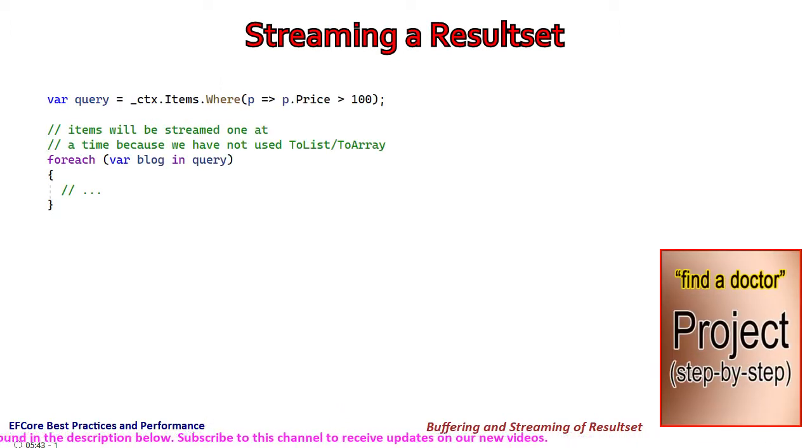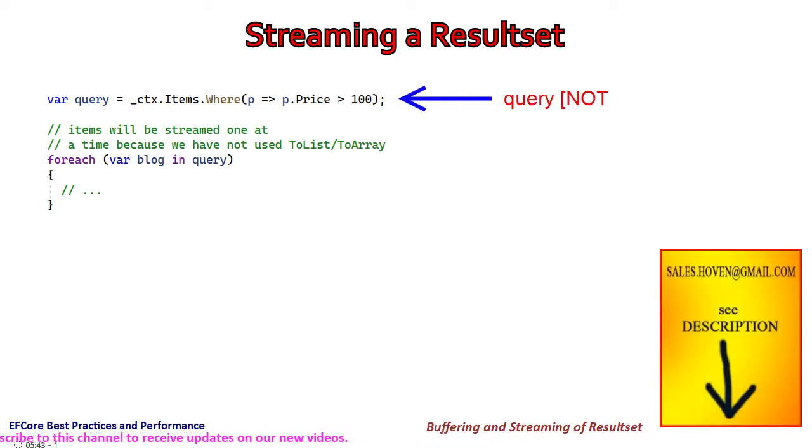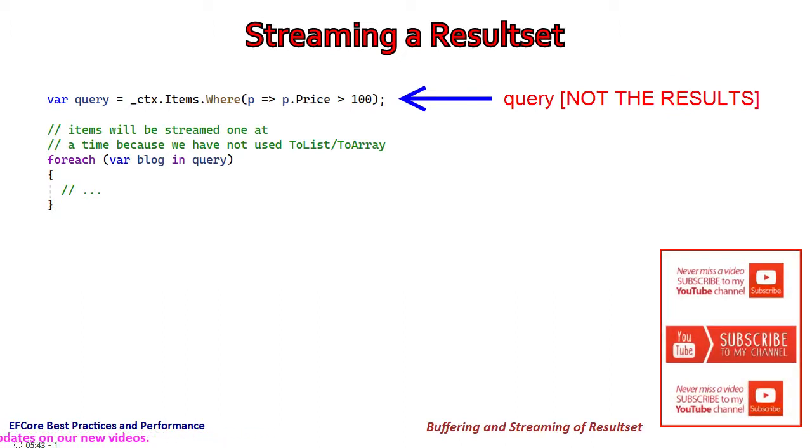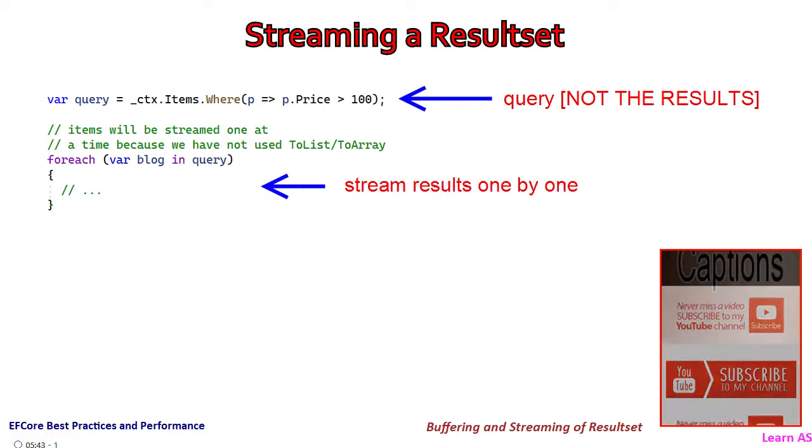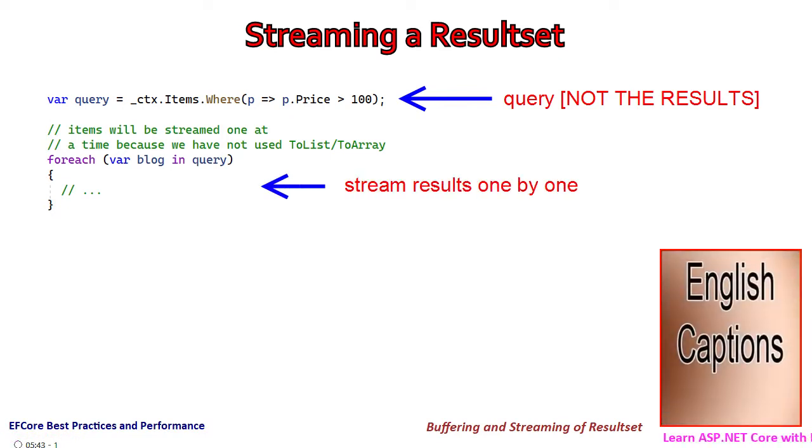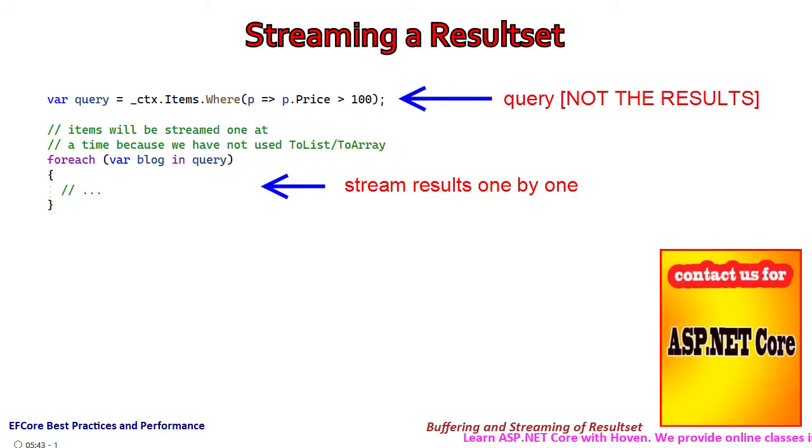Consider this code that will stream the items one by one. The query identifier obtains an IQueryable by using the where operator. The for each loop streams each item one by one. This will be very efficient if the number of items is very large.